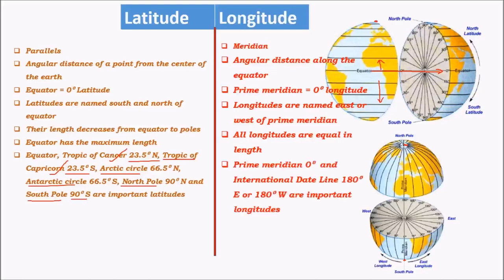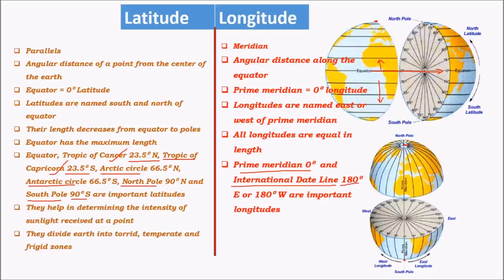And the important longitudes are the prime meridian, which is 0 degrees longitude, and the other one, which is exactly on the opposite side of this meridian, is called the International Date Line. It is 180 degrees east or west longitude. These two longitudes are important. We'll see why. And there is a purpose why these imaginary lines are drawn. Let's see how these things help.